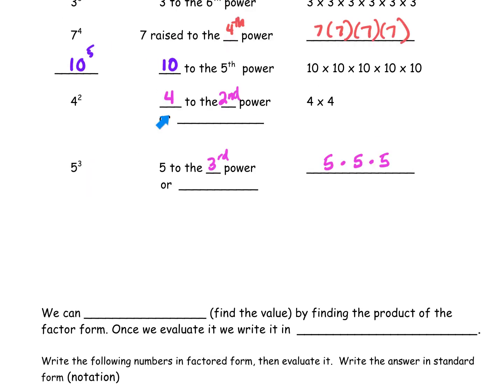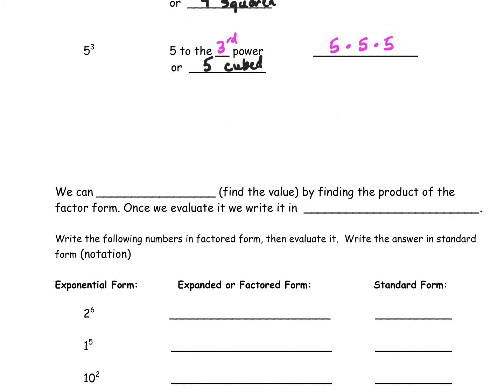All right, so we should have 4 to the 2nd power, and we see that it's 4 times 4. You're going to notice it says or. Well, this is special, and we also refer to this as 4 squared, and I'm sure you've heard that in the past. And then 5 to the 3rd power, again, we can write with a dot, with a times sign, or with the parentheses. 5 to the 3rd power also has a special way to say that, and this would be 5 cubed. And once again, we'll need this for our volume lesson. So now let's go on to our next page.